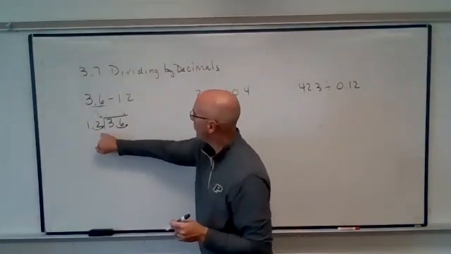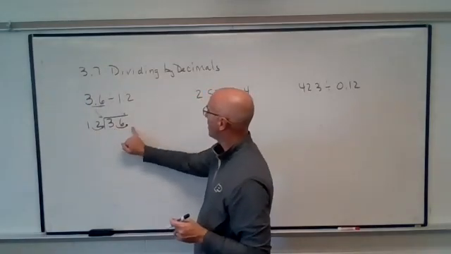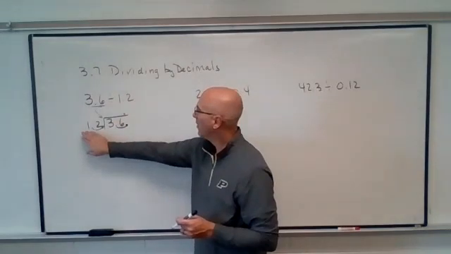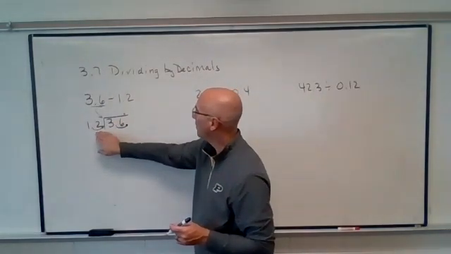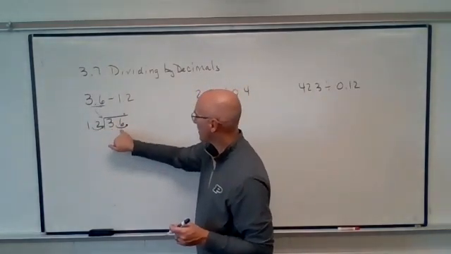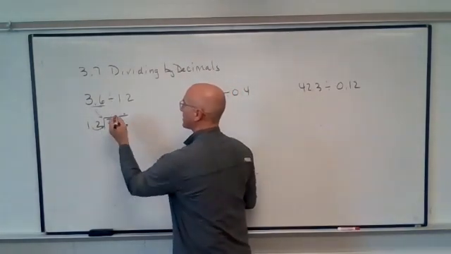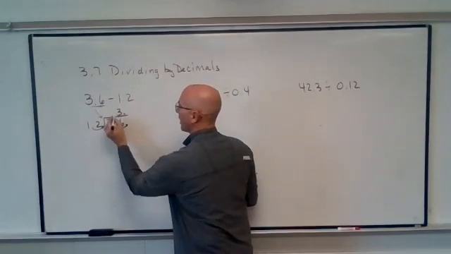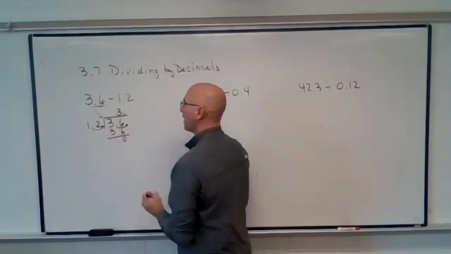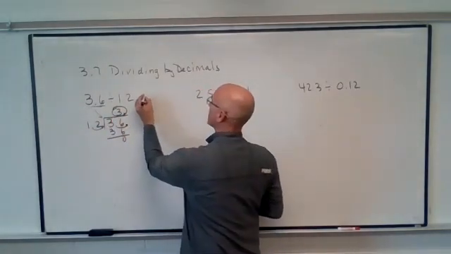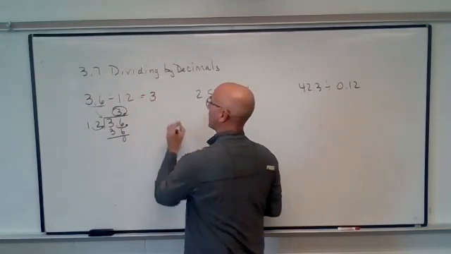So once we moved it and then brought it up, now we can divide how we normally would. We have 36 divided by 12. So how many times does 12 go into 36? That's 3 times. 3 times 12 is 36. We subtract and we get 0. So the answer to this equation is 3.